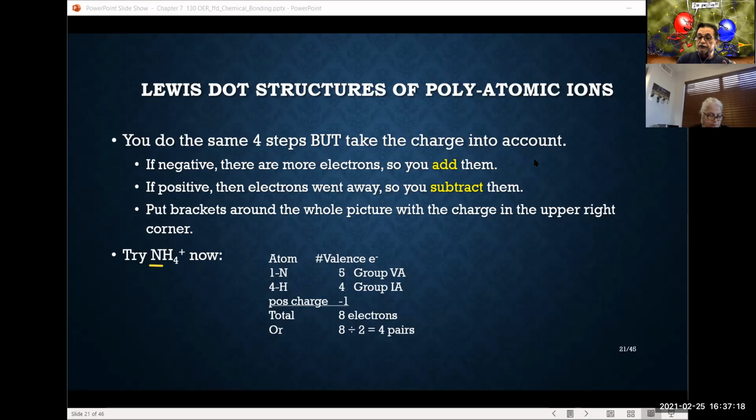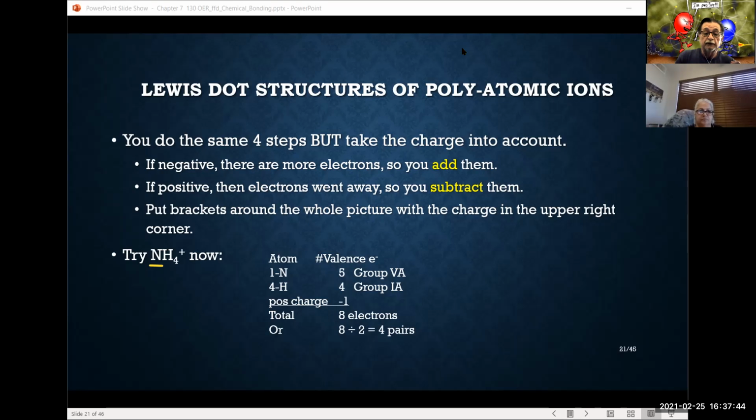So what is the next thing you check? Oh, we must be talking about polyatomic ions. And go back, and sure enough, it's got a positive charge. That means I subtract 1 electron. So I now have 8 electrons, okay? Or 4 pair. 8 electrons.